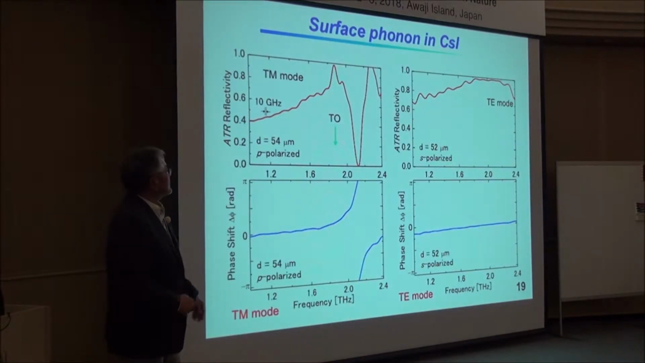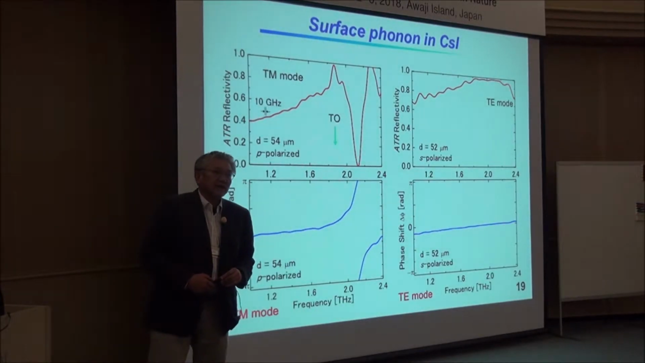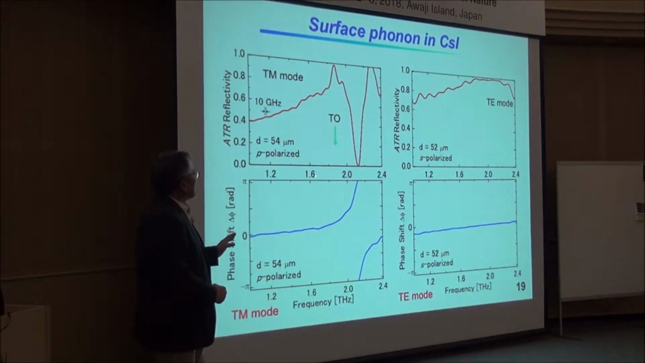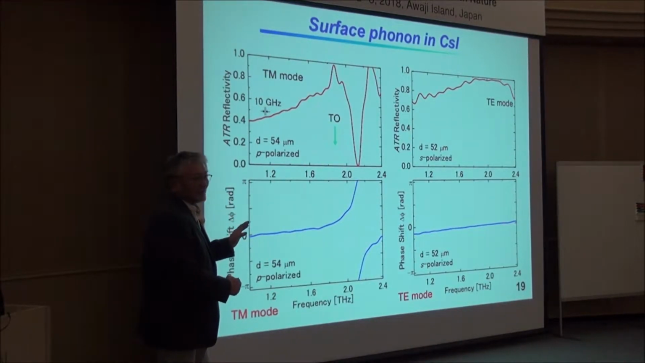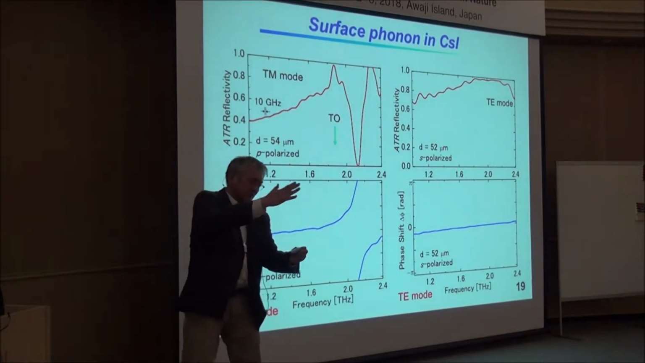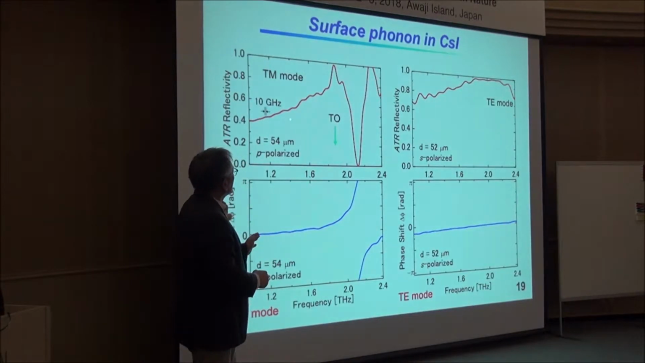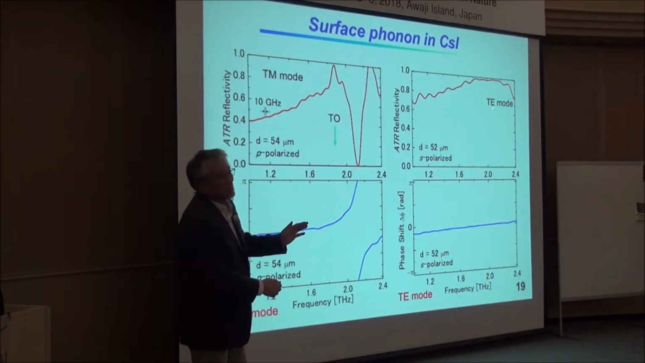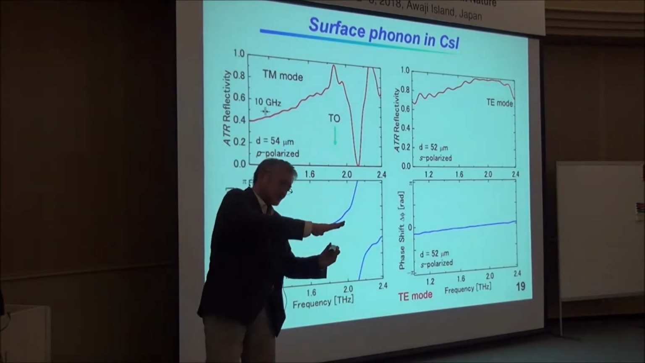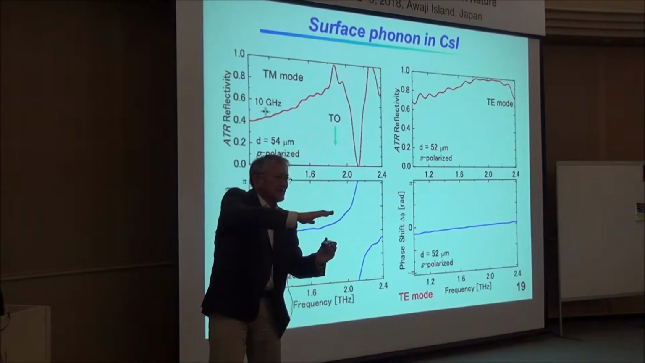And this is the example of cesium iodide. In the case of cesium iodide, we have a TO phonon mode around 1.9 terahertz. But if you put this crystal on our terahertz ATR prism and measure the transmission, only in the case of TM mode do we have very large absorption, and nothing happens for the TE mode.